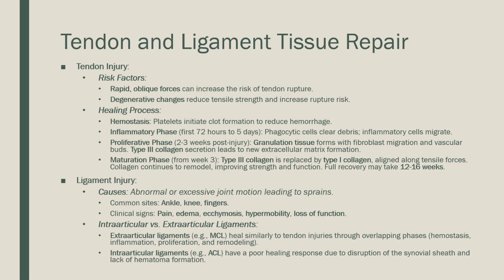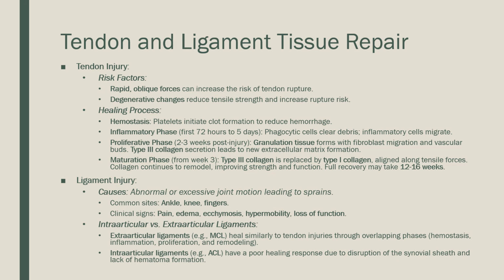Intra-articular versus extra-articular ligaments. Extra-articular ligaments, such as the MCL, heal similarly to tendon injuries through overlapping phases of hemostasis, inflammation, proliferation, and remodeling. Intra-articular ligaments, such as the ACL, have a poor healing response due to disruption of the synovial sheath and lack of hematoma formation.